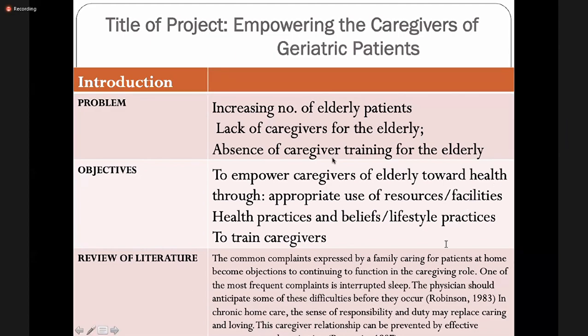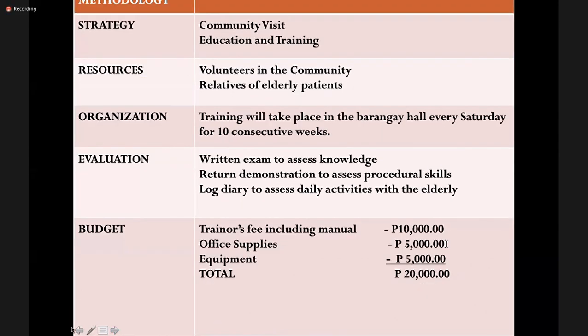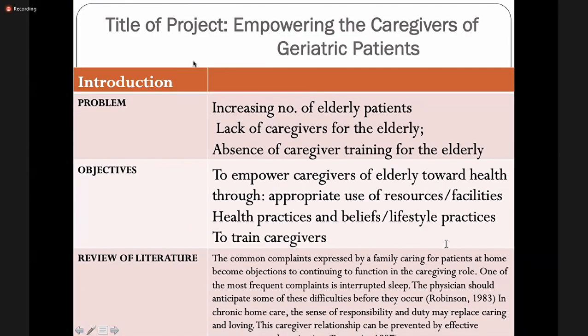So, in the review of literature, ipapadala ko na lang to. So, the common complaints expressed by a family caring for patients at home become objections to continuing to function in the caregiving role. In Robinson's 1983, one of the most frequent complaints is interrupted sleep. So, the physician should anticipate some of this difficulty before they occur. In chronic home care, the sense of responsibility and duty may replace caring and loving. So this caregiver relationship may be prevented by effective training, no? Or ite-train mo talaga yung mga caregivers.